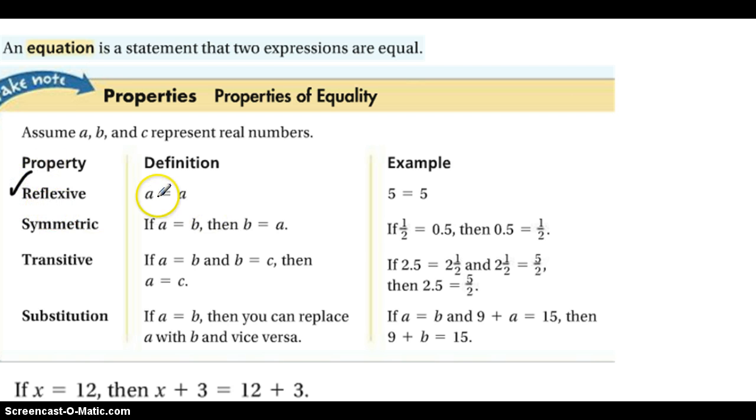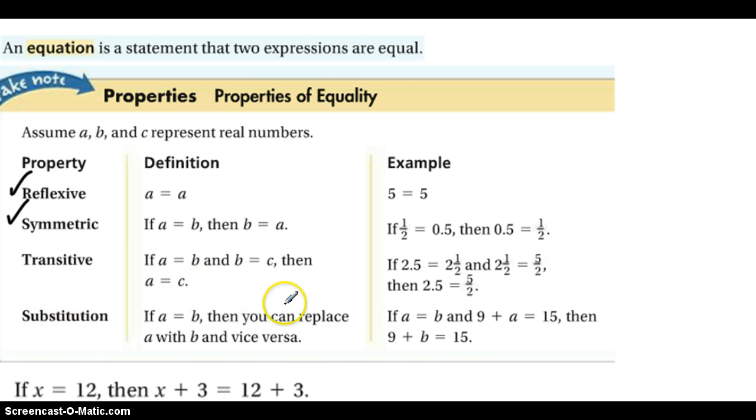Reflexive. That A equals A, 5 equals 5. This equal sign means that both sides are the same, and they're reflecting the values. Symmetric. If A equals B, then B equals A. Transitive. If A equals B and B equals C, then A equals C. This means that you transitioned from A to B, from B to C, and were able to relate A to C.